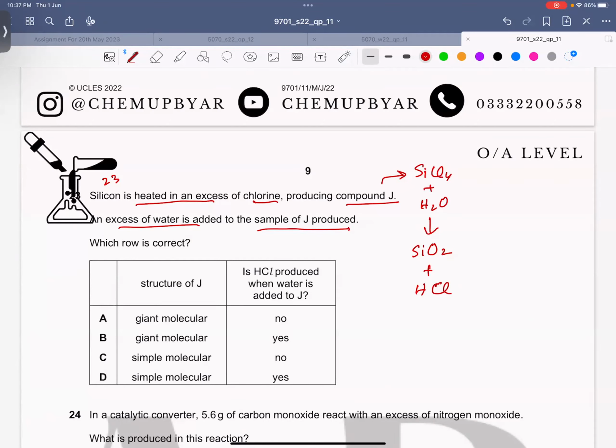So compound J is not giant molecular, it is simple molecular. So A and B go wrong. Is HCl produced when water is added to J? Yes. So here this makes C wrong as well. And D is my correct answer. Is this clear to everyone? Yes, if anyone has any doubt, please ask.